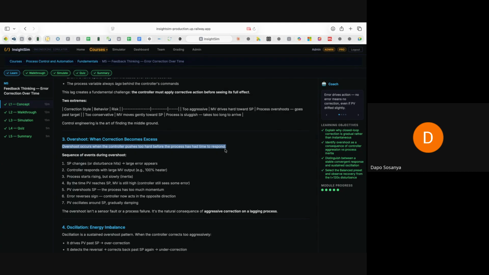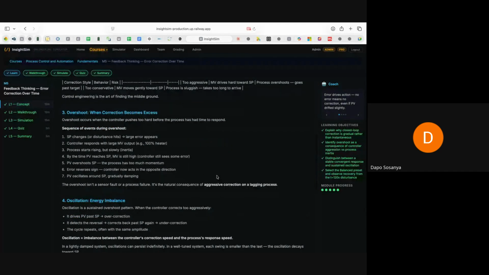And heat is a very good example that we use a lot in process control, especially when we want to discuss PID, because you can easily demonstrate lag time and overshoot in a temperature controlled process. Okay, so let's look at this sequence of events. You have your SP changes, or a disturbance hits. So those are two things that can upset the process.